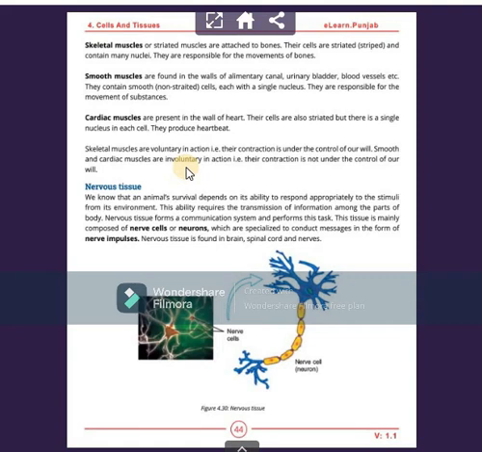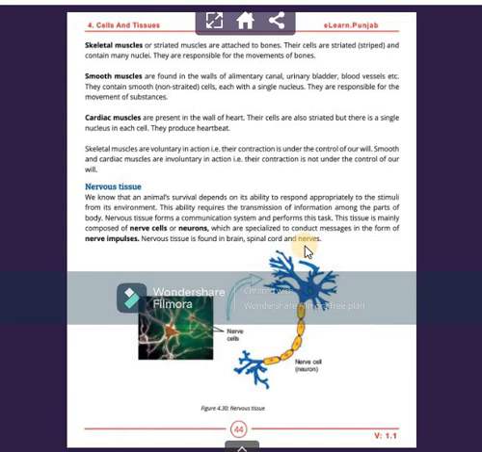Next is the nervous tissue. We know that an animal cell's survival depends on its ability to respond appropriately. These are the nerve cells, and they help to pass the message from one part of the body to the other. Nervous tissue is found in the brain, spinal cord and nerves. Its main task is to pass the message from one part of the body to the other. The other one is the brain, definitely. So from skin to the brain and then back to the part of the skin or any part of the body.